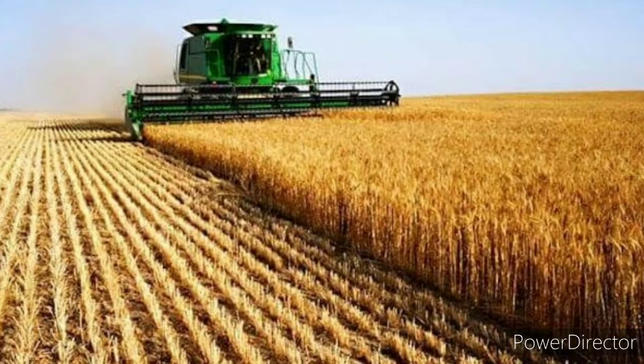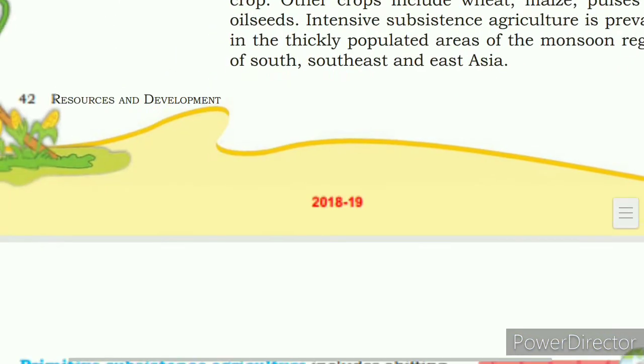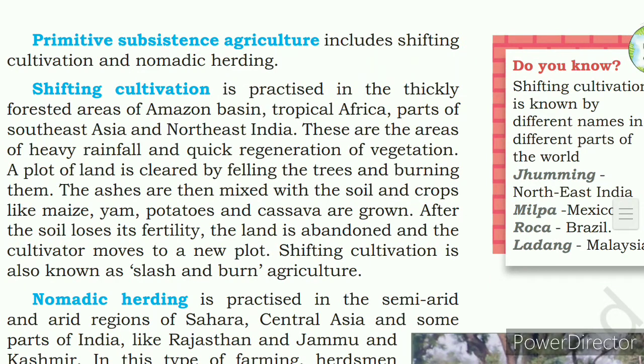Intensive subsistence agriculture is prevalent in the thickly populated areas of the monsoon region of South, Southeast and East Asia. As we see in our surroundings, in the place where we live, plots or small lands, labor and manual work are used for the production of different types of grains and crops. So it is called what? Intensive subsistence agriculture. Next one is primitive subsistence agriculture, which includes shifting cultivation and nomadic herding.